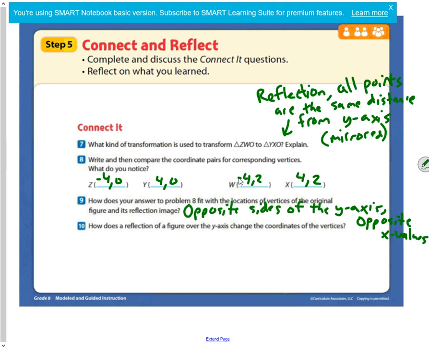So number 10, how does the reflection of a figure over the y-axis change the coordinates of the vertices? Well, the coordinates don't change, but the x values become the opposites.